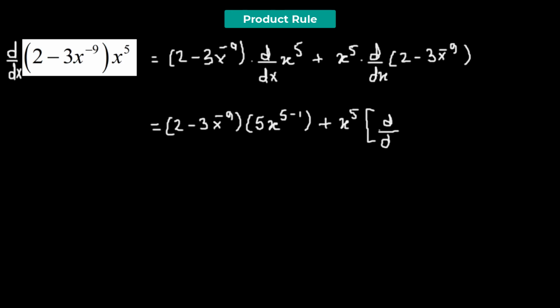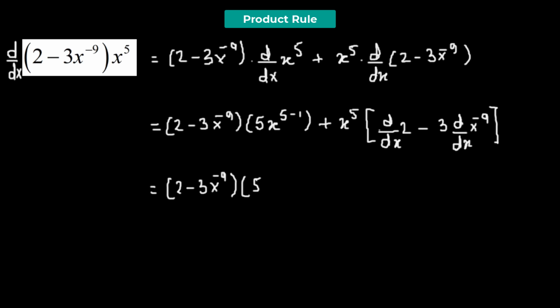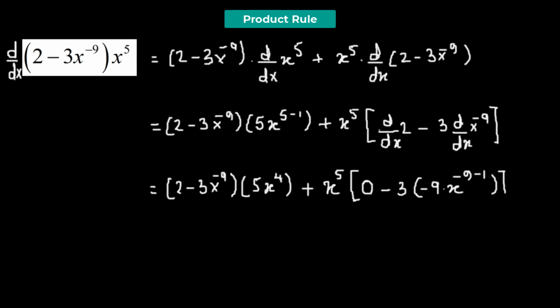So we have the derivative of 2 with respect to x, minus 3 being a constant, we pulled it out of the derivative, so we have negative 3 times the derivative of x raised to the power of negative 9 with respect to x. So that gives us 2 minus 3 times x raised to the power of negative 9 times 5x raised to the power of 4 plus x raised to the power of 5 times the derivative of 2 with respect to x, which is 0 because 2 is a constant function, minus 3 times negative 9 times x raised to the power of negative 9 minus 1.